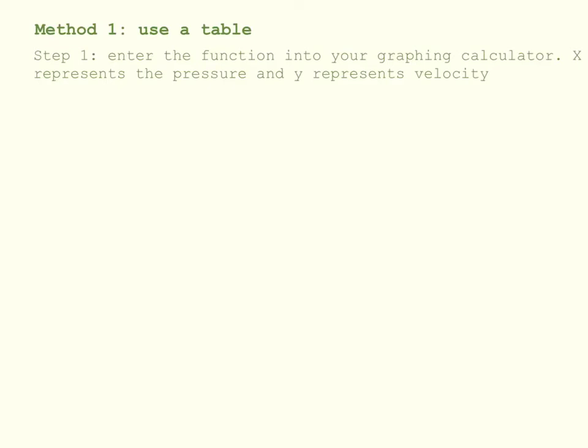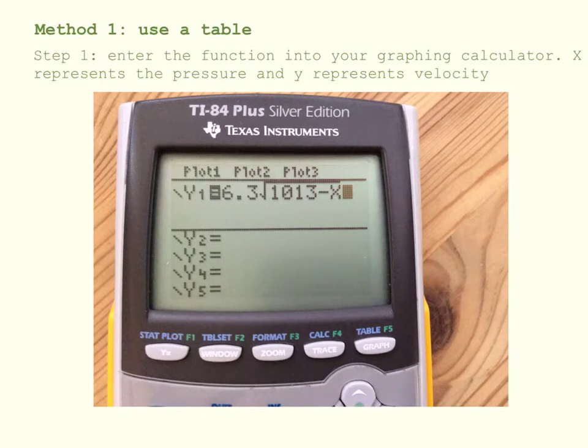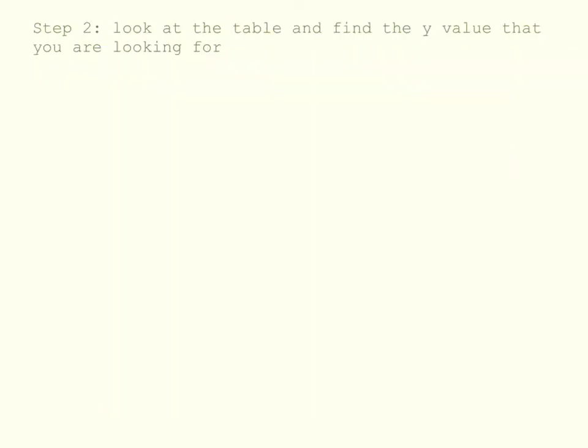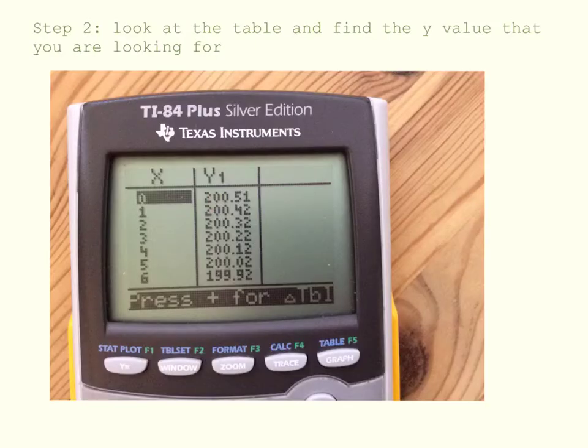We'll start with using a table, and step one is enter the function into your graphing calculator. X will represent the pressure, and y will be your velocity. Step two, you're going to look at the table, and you're going to just hit second table and find the y value that you are looking for. In this case, we're looking for a y, which is our velocity of 50.4. But when you first hit table, if you start with your x's at 0, your y's are all up in the 200s. So instead of hitting the scroll, because you can tell that these are decreasing in very small increments, you're going to have to scroll for a very long time.